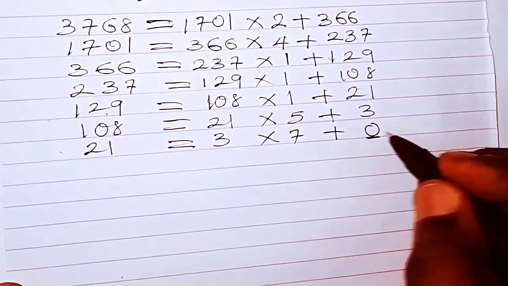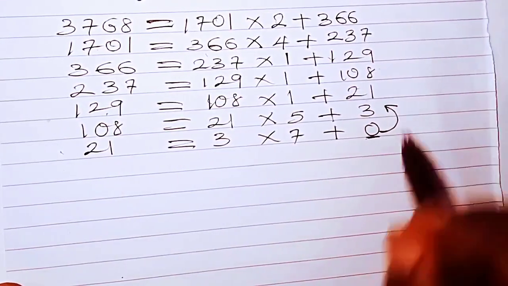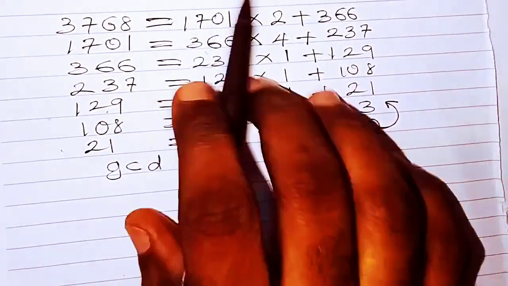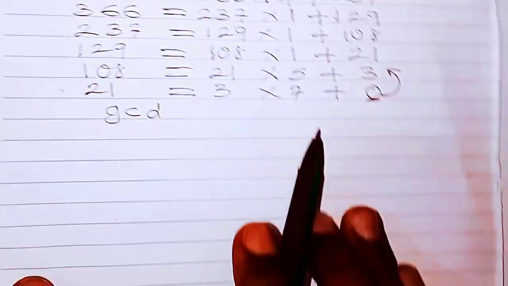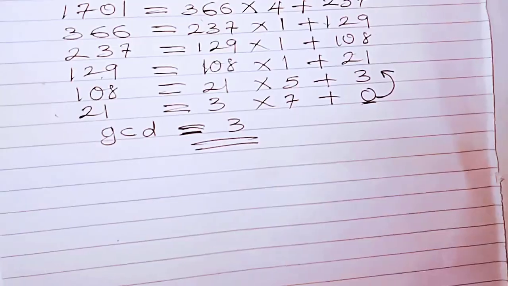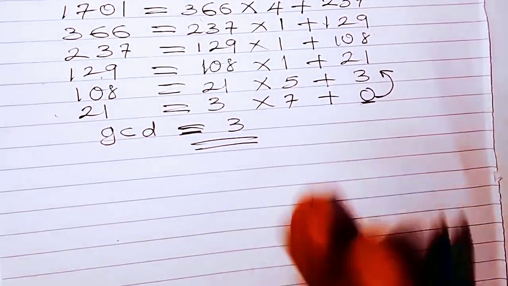And then the remainder that precedes 0 is actually the GCD. So our GCD for this set of numbers here is actually going to be 3. So that's the answer to a question like we have there.